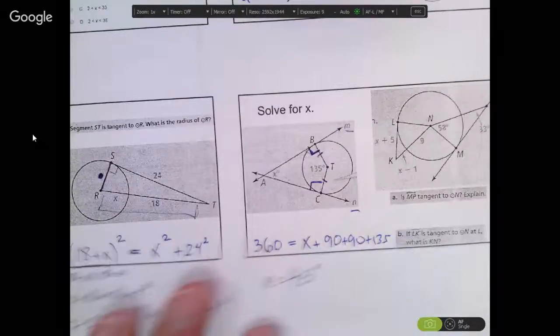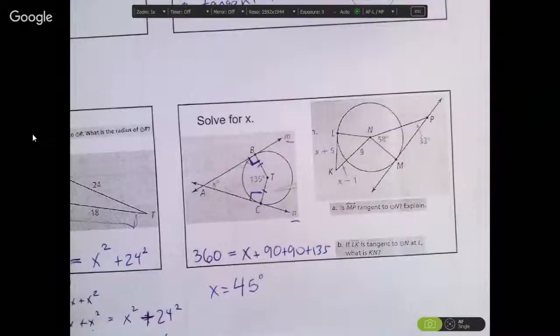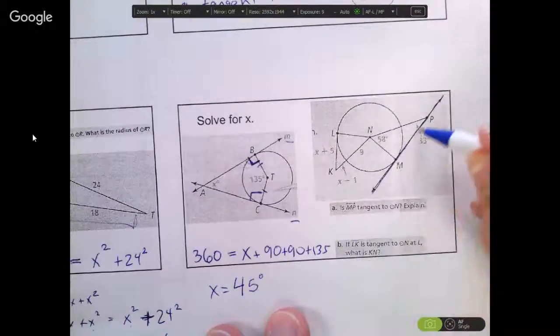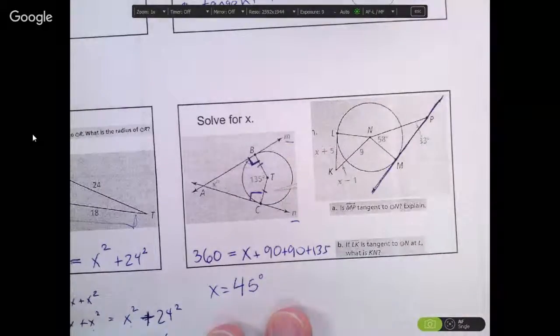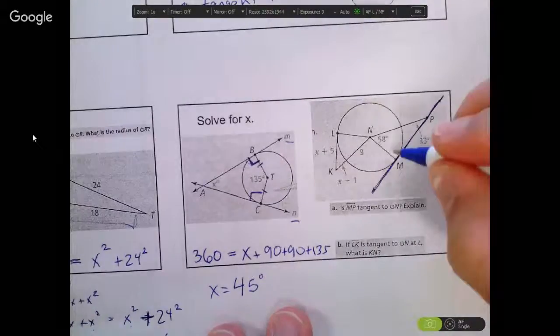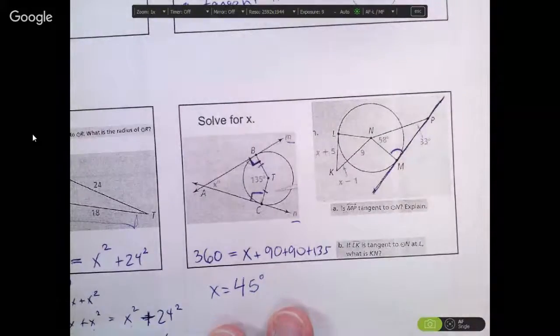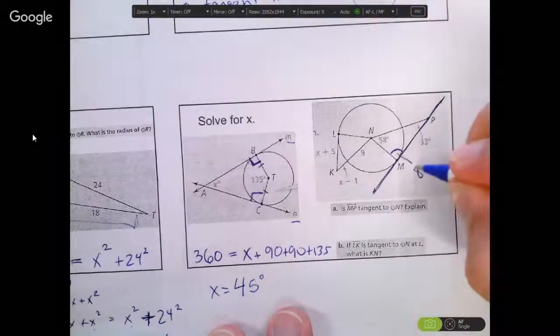Is MP tangent to N? So they're saying, is this line here tangent? They're really asking what question? What's the final angle? What's that other angle? Basically, they're saying, is that angle 90 degrees? What is it? That angle is 89 degrees.